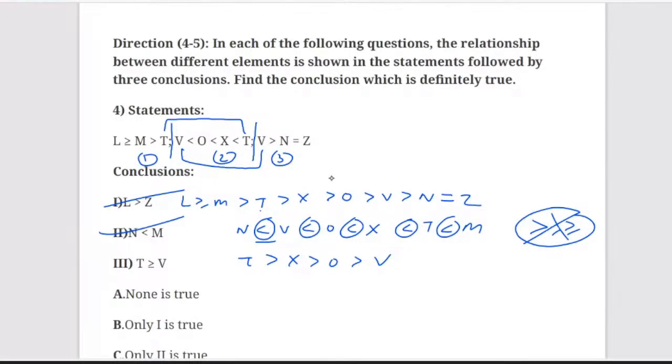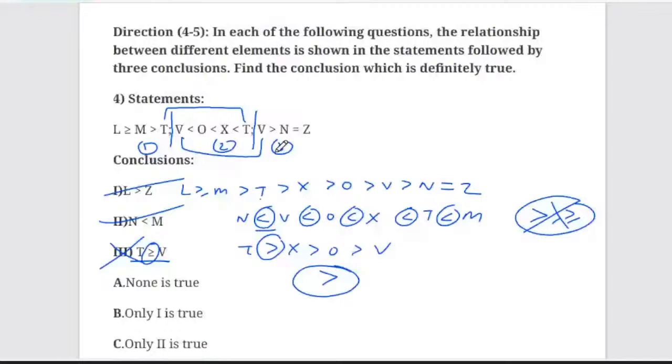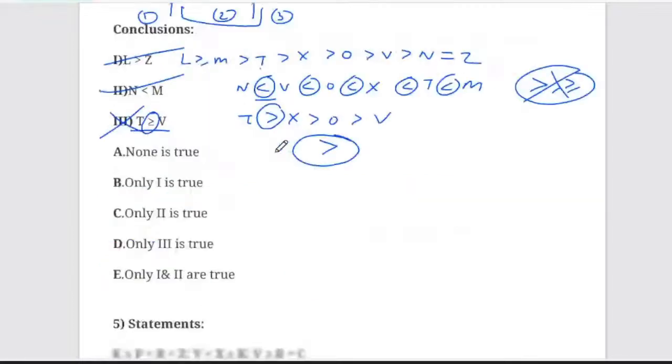True. Now T is greater than or equal to V, but that is not correct, because for greater than or equal to to be the correct answer, there should not be any greater than, because that is always given first preference. So as soon as you see even a single greater than, and in the conclusion you are asked greater than or equal to, you can mark it as a wrong conclusion. So only the first and second are correct.